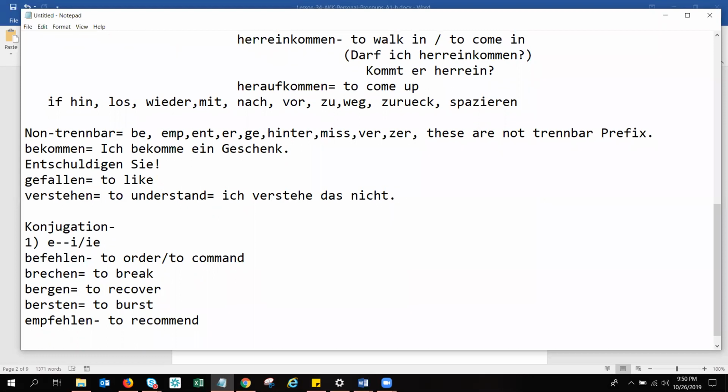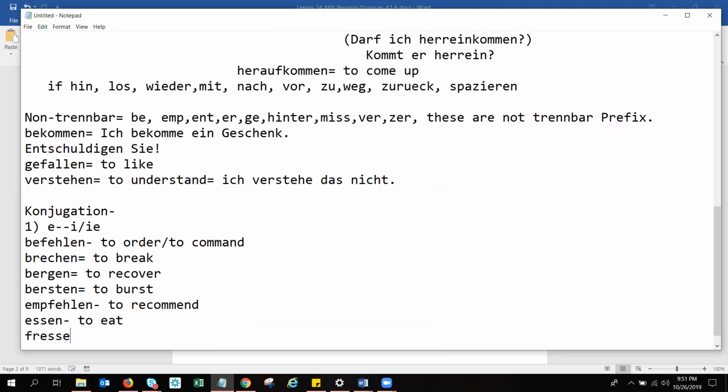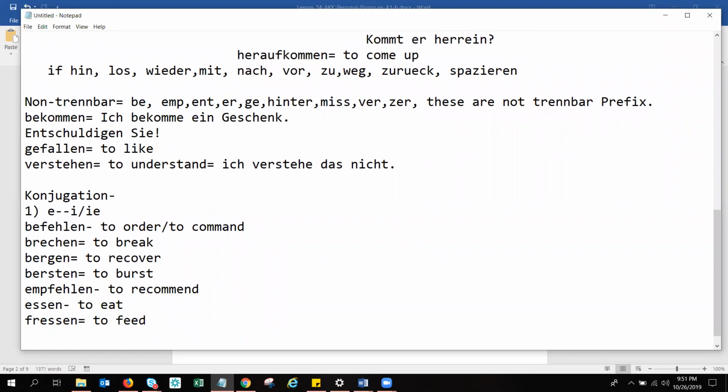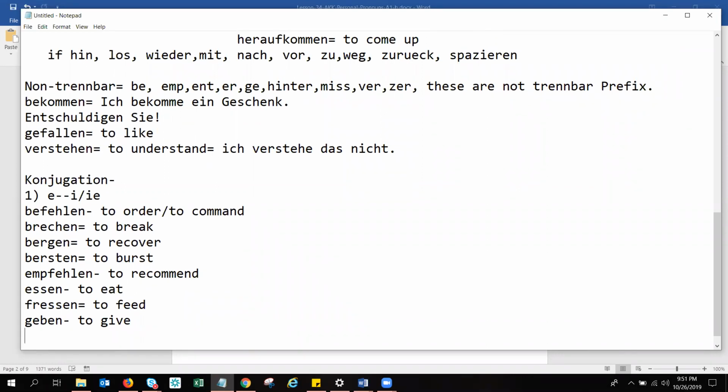Then we have essen. Essen we have done also, to eat. Then fressen. Fressen is to feed. Okay, to feed the pet, to feed the birds, to feed. Then we have geben. Geben is to give. Then one more verb is there. Gelten. Gelten meaning is when we have something which is valid till some particular time. So we can say to be valid. Okay. So if something is having validity till a particular time, the verb there will be to be valid. That is gelten.